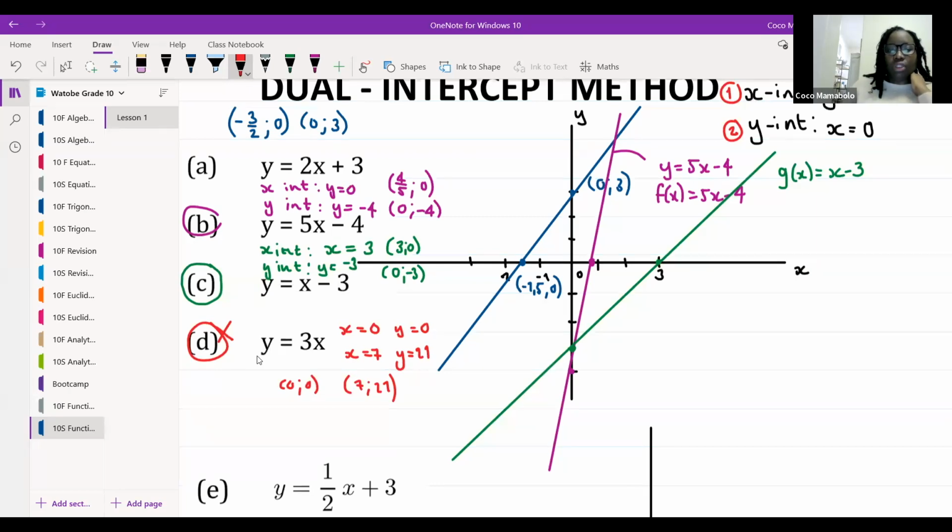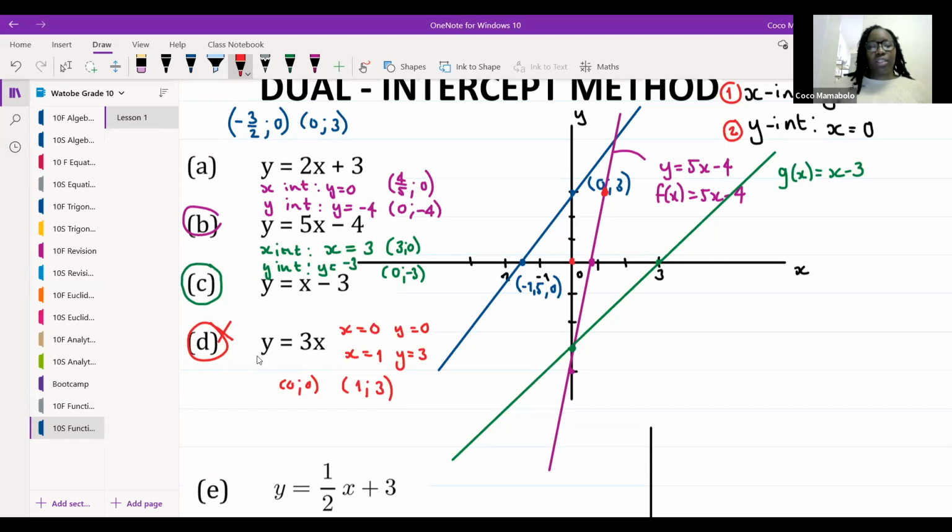Okay, so when it doesn't have a constant, just choose any other value. For me, Tiana, your value is way out there, and I don't think my graph has space for it. So I'm going to change x to 1. When x is equal to 1, y will equal 3. So we'll have the point 0, 0, and 1, 3, which will be here.